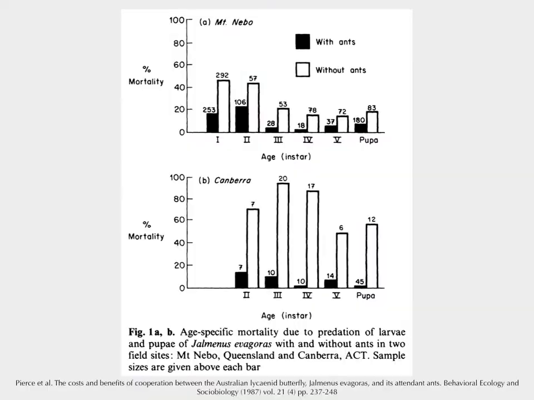Okay, so one experiment they did was, rather than removing the caterpillars, they removed the ants. They excluded the ants. The same sort of idea. Okay, and so here is percent mortality. Black bars are with ants, white bars are without ants. So what does this mean?